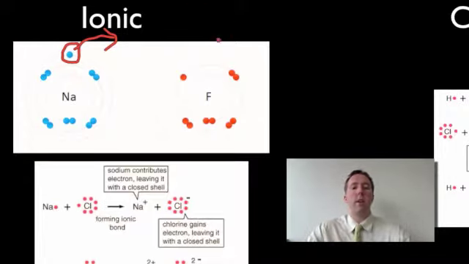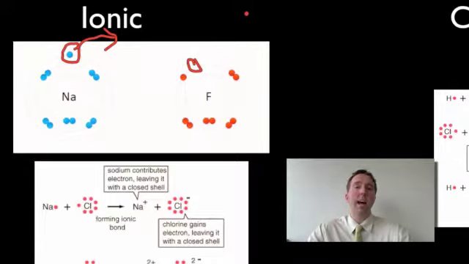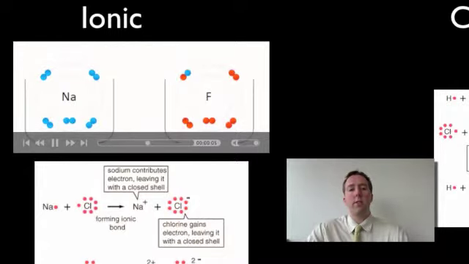And fluorine over here is only missing a single electron, so it has 7 in its outer shell. Again, it would love to have 8 electrons in its outer shell, because that makes it more stable. I like to say it makes it happier. So what happens in ionic bonding is, I'll play this little clip for us here. This one electron in sodium leaves sodium and goes over to fluorine.